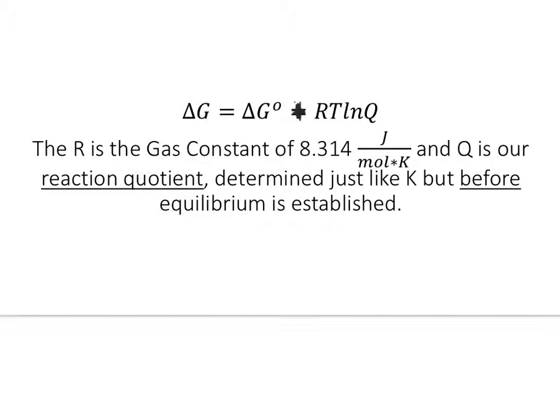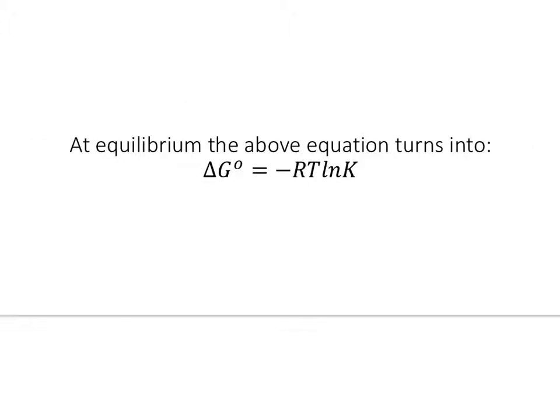Now, at equilibrium, the above equation turns into this. In case you'd like to know, that's because at equilibrium, by definition, if you ever find that your Gibbs change is 0, it's at equilibrium. So that will turn into a 0. We can solve for our standard G. And notice this is now a K.